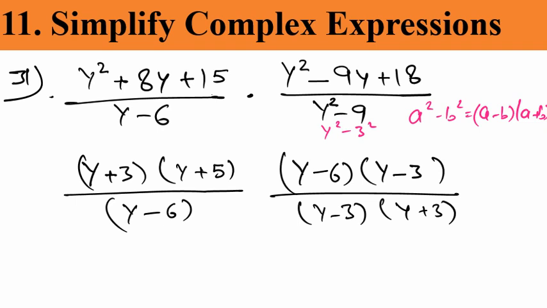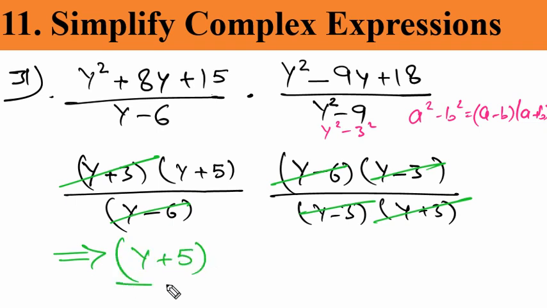And now we will just cancel out terms. Y minus 3, y minus 3. Can we cancel anything else? Y minus 6, y minus 6, y plus 3, y plus 3. Good, so the only thing remaining is y plus 5, and that is your answer. So that's how you will do these types of questions. When a quadratic equation is given in a rational expression, first you have to factor them and then cancel, right?